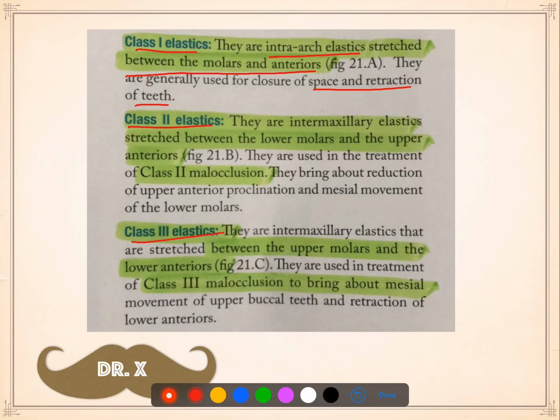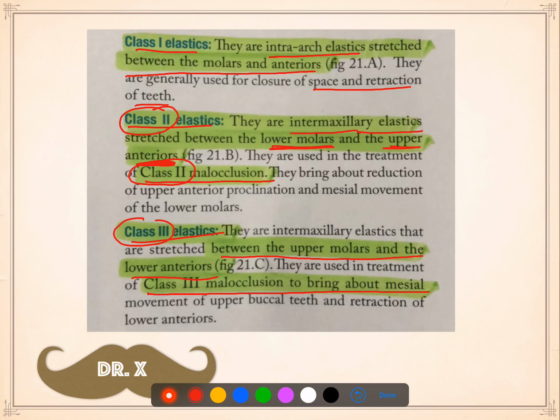Whereas class 2 are inter, meaning they go from one arch to the other. They stretch from the lower molars to the upper anteriors, and they are used in the treatment of class 2 malocclusion. Class 3 are quite opposite to that of class 2. They stretch from the upper molars to the lower anteriors. They are used in the treatment of class 3 malocclusion.